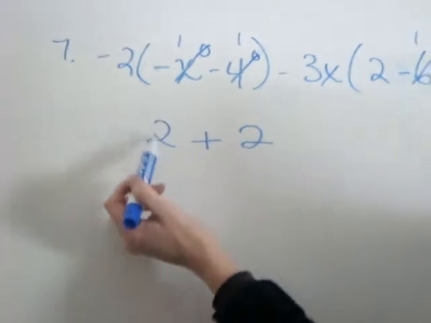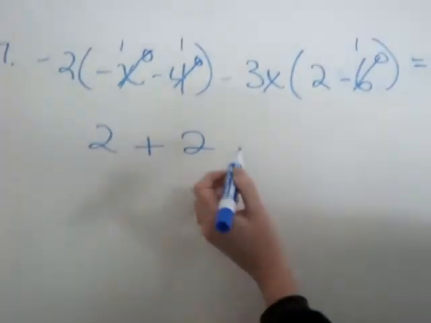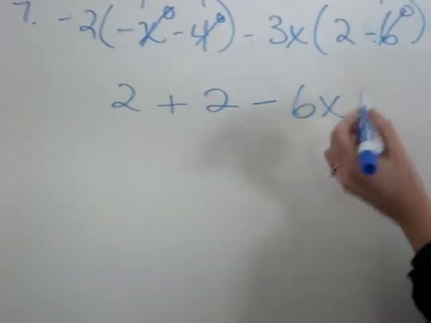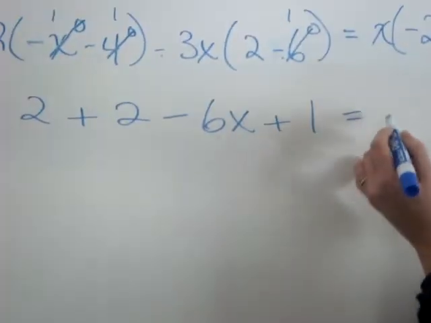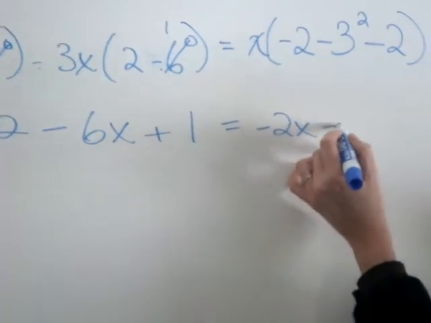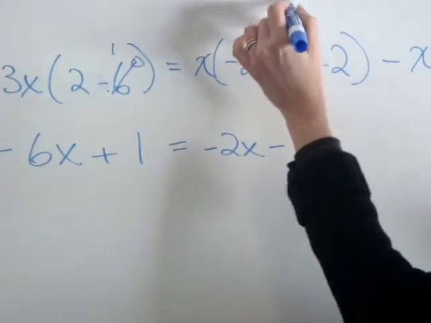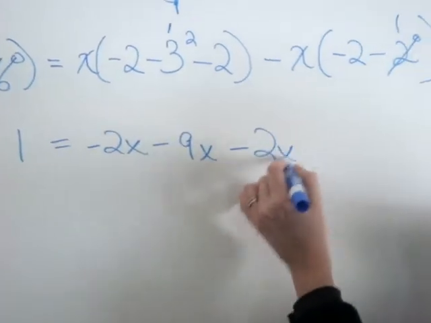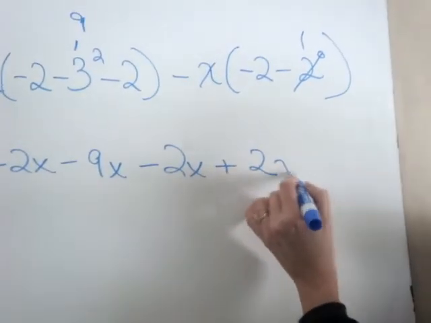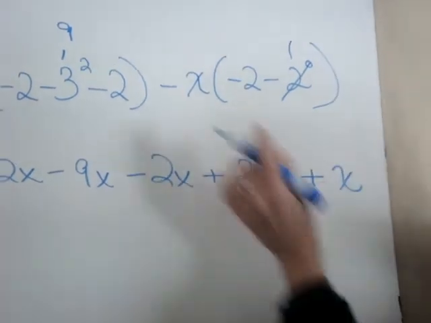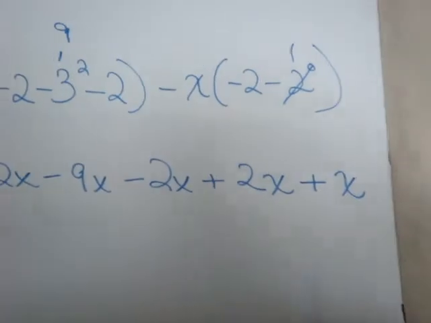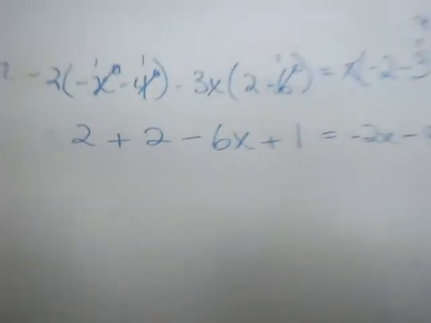So negative times negative is positive, negative times a negative is positive, negative 6x, negative times a negative will be a positive 1, equals minus 2x, this would be 9, so it would be minus 9x, minus 2x, plus 2x, plus x. Negative times a negative is positive. So now this is a basic Algebra 1 problem.